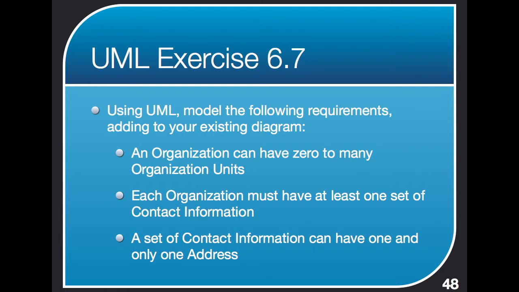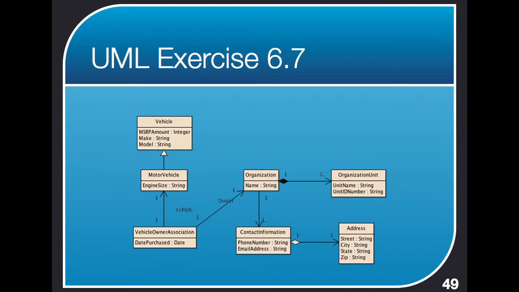And finally, the last exercise, using UML, model the following requirements, adding it to your existing diagram. This one's about cardinality. An organization can have 0 to many organization units. So for each organization, there can be 0 or there can be as many as you need. Each organization must have at least one set of contact information. At least one, can't have more. And a set of contact information can have one and only one address. No more, no less. And here's our final UML diagram.